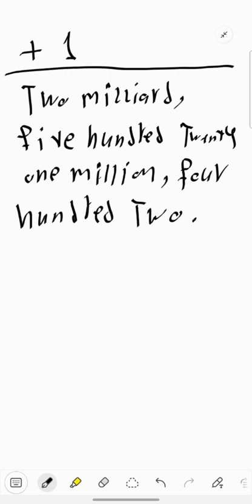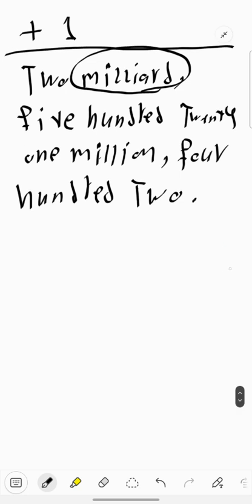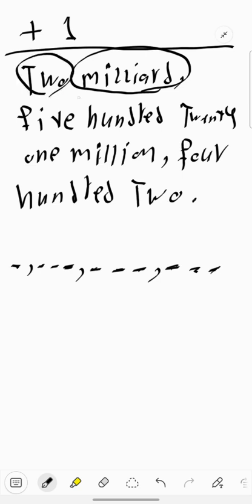2,521,402. So I am figuring out that the biggest value here is milliard. So I make lines for the place values: ones, tens, hundred, thousand, 10,000, 100,000, million, 10 million, 100 million, and finally milliard. Again, you have 2 in the milliard place, which is here. So I put 2. Now I'm in the million place here.